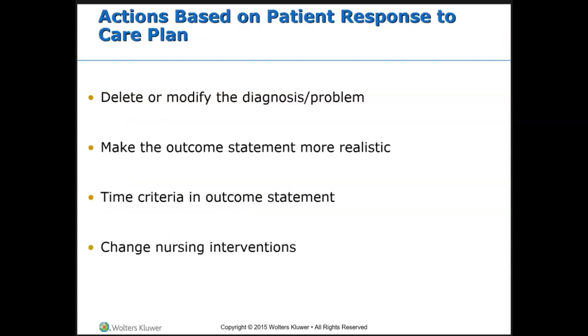So actions based on that discussion and interview with your patient, right, to the plan of care. We are either going to modify the problem statement, or we're going to completely delete it and recreate it entirely because it was just completely wrong. Or we may make the outcome statement more realistic, right? 1 lap around instead of 2, as the example. Time criteria in the outcome statement is a critical component, right?